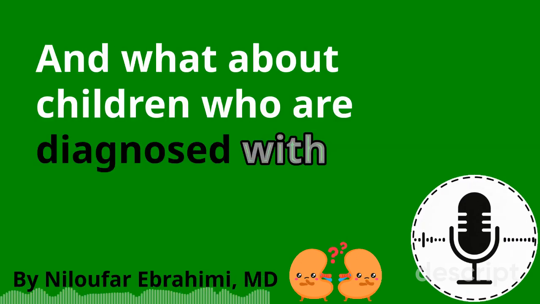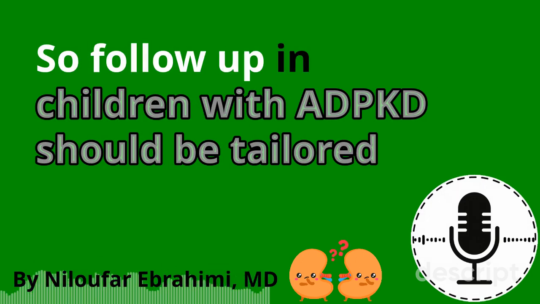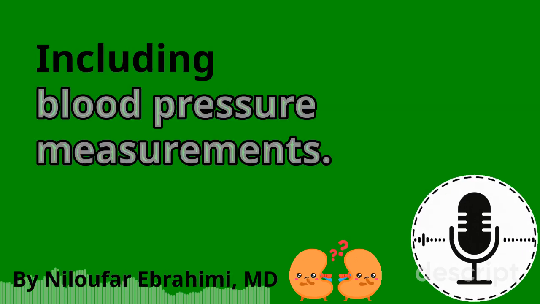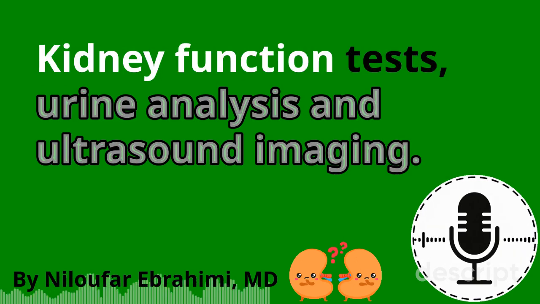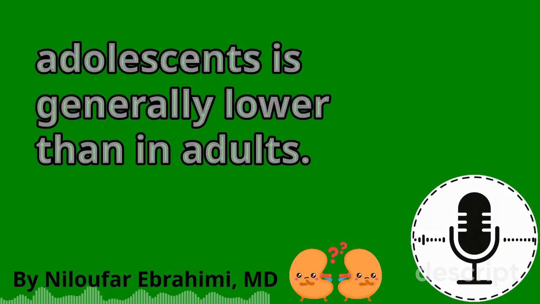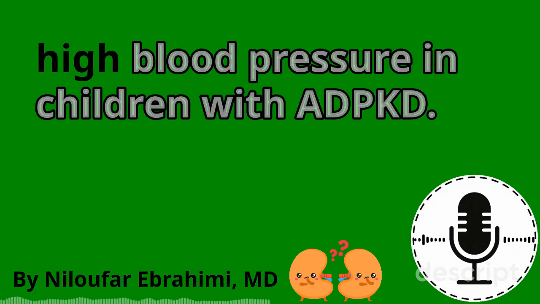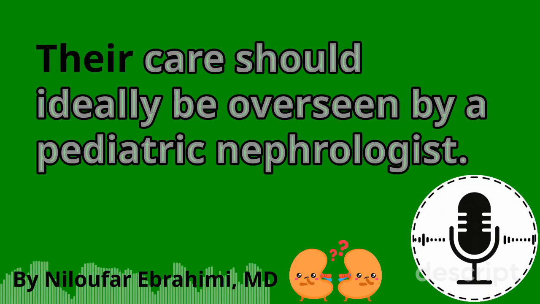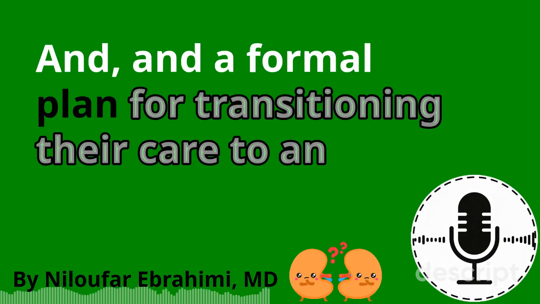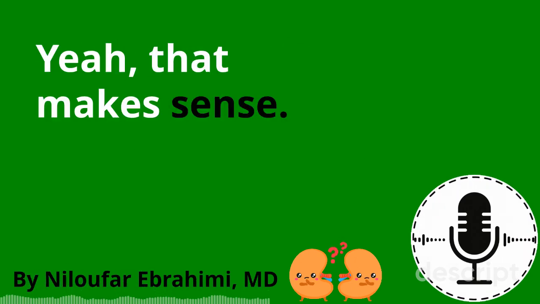And what about children who are diagnosed with ADPKD? Are the management principles any different in the pediatric population? So follow-up in children with ADPKD should be tailored to their individual clinical findings, including blood pressure measurements, kidney function tests, urine analysis, and ultrasound imaging. The target blood pressure in hypertensive adolescents is generally lower than in adults. RAS inhibitors are the first-line treatment for high blood pressure in children with ADPKD. Their care should ideally be overseen by a pediatric nephrologist. And a formal plan for transitioning their care to an adult nephrology practice as they get older is essential. Yeah, that makes sense.